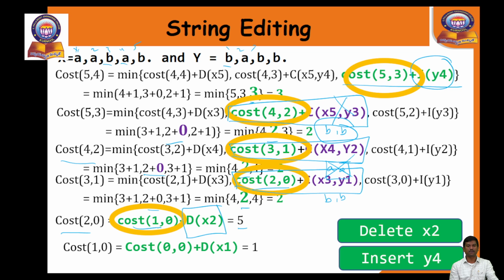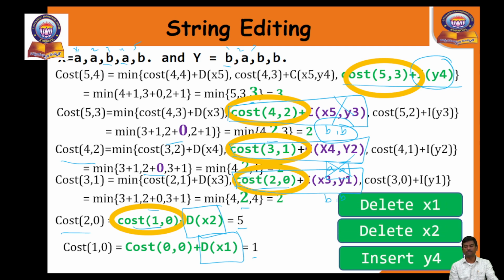So cost of 1 comma 0 has been given as cost of 0 comma 0 plus delete of x1. And this is the minimum, that is 1. So what is the operation that has been performed? That is delete of x1. So delete of x1, delete of x2, and similarly insert of y4 is one of the possible solutions.